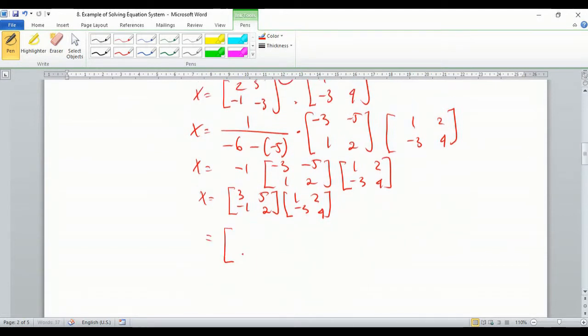So this one is row times column: 3 minus 15 minus 12, 6 plus 20, 24. Then minus 1, minus 6 minus 7, minus 2 plus 8. So this is the value for X. How about another example? Let's see another example.